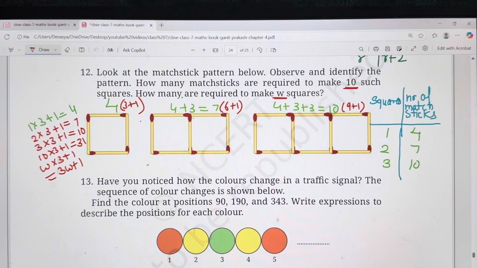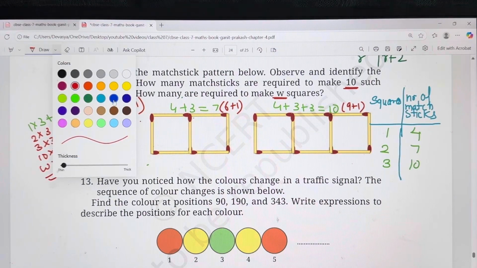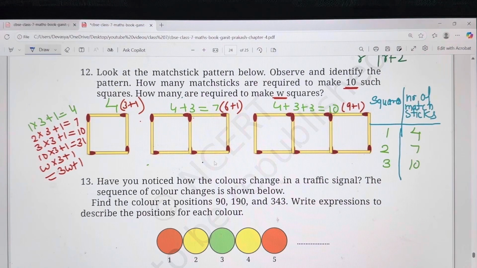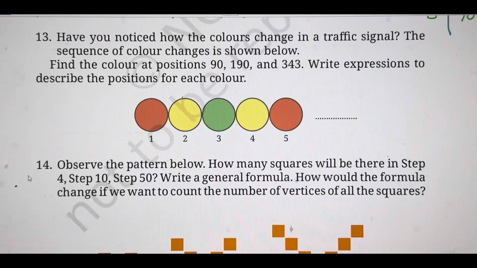We write the number first. W into 3 means 3W. So the expression formed over here is 3W plus 1. So for 10 squares, how many matchsticks are needed? 31 matchsticks. And for W squares, this is the expression. You can write 3W plus 1, right? So first you observe the pattern and then understand and make the expression.